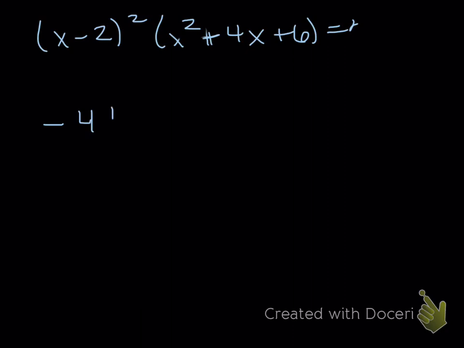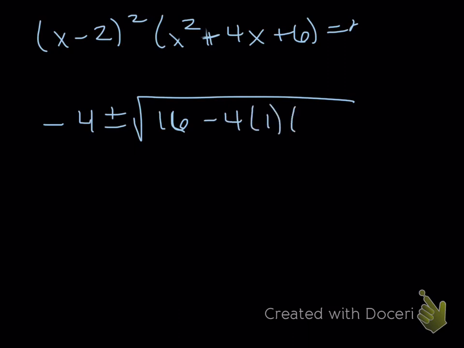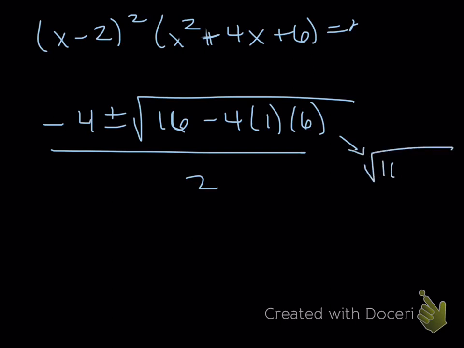So I'm at x minus 2 squared, and it was x squared plus 4x plus 6. So we're going to go ahead and do quadratic. So I have negative 4 plus or minus the square root of b squared, which is 16, minus 4 times 1 times 6, all over 2. Underneath the radical, we'll get 16 minus 24, which is negative 8, which breaks down to be 2i root 2.